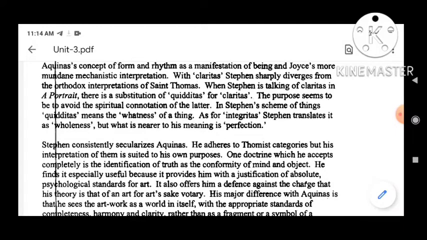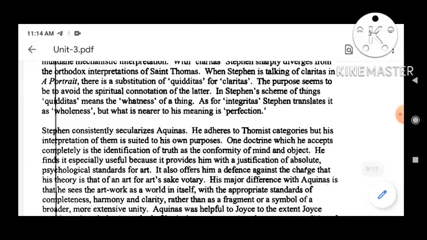Okay, so only whatness. Okay, not the why, how. This thing cannot be explained by Quidditas. Okay, all of you remember what is Quidditas and what is Claritas. Claritas means clarity and Quidditas means whatness of a thing.